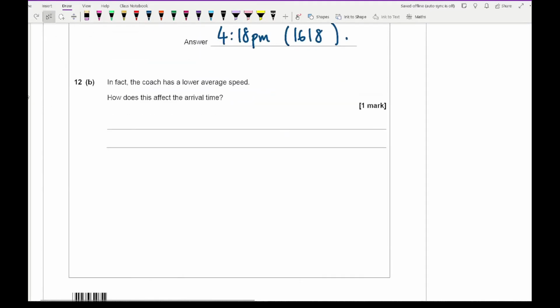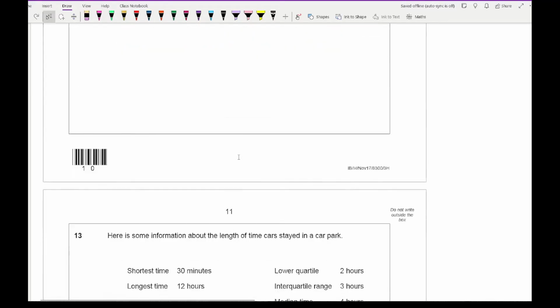Then with question 12b, it says, in fact, the coach has a lower average speed. How does this affect the arrival time? Well, the arrival time will be longer or later. So something along the lines of the fact that it's going to take longer, or you'll arrive later, or that the trip's going to be longer because you're driving at a slower speed, will be absolutely fine.